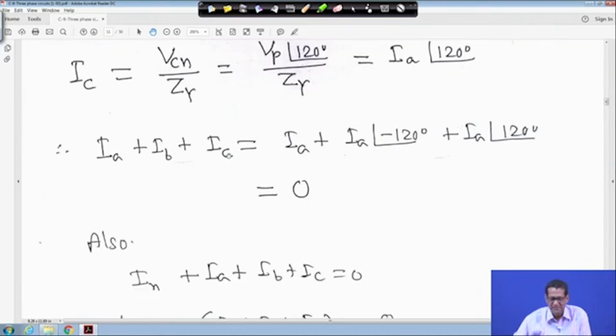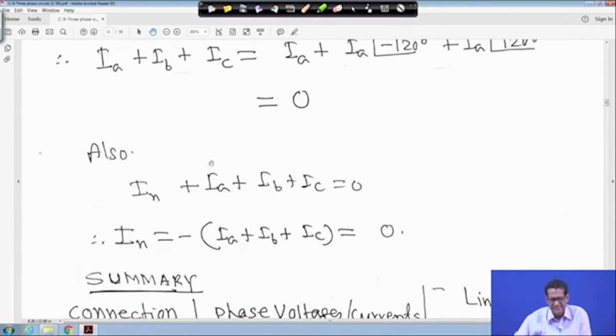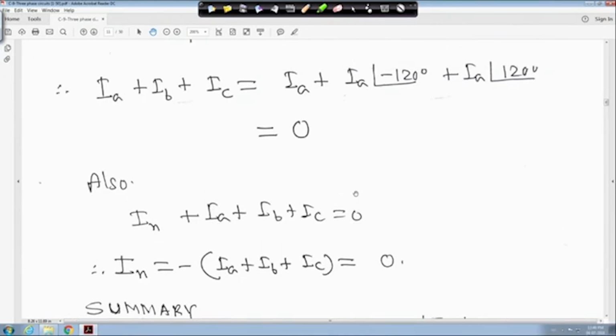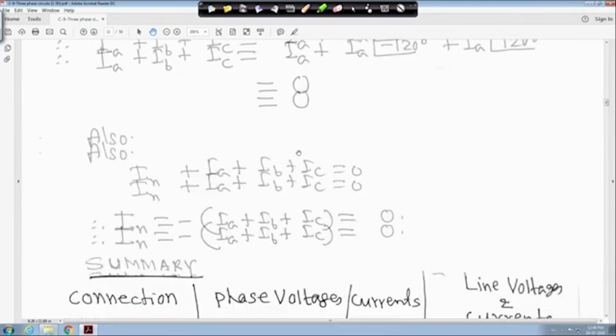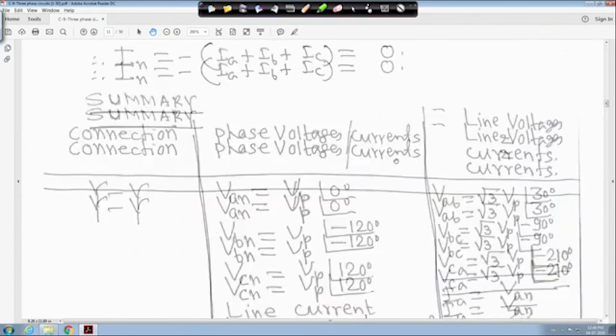Therefore, IA plus IB plus IC is equal to IA plus IA angle minus 120 degree plus IA angle 120 degree, which is equal to 0. Also, if you apply KCL, you will get IN plus IA plus IB plus IC is equal to 0. But IA plus IB plus IC is equal to 0. So therefore, for the balanced case, IN is equal to 0. No current is flowing through the neutral. So this is the simple philosophy for the three-phase circuit. So this is the summary.